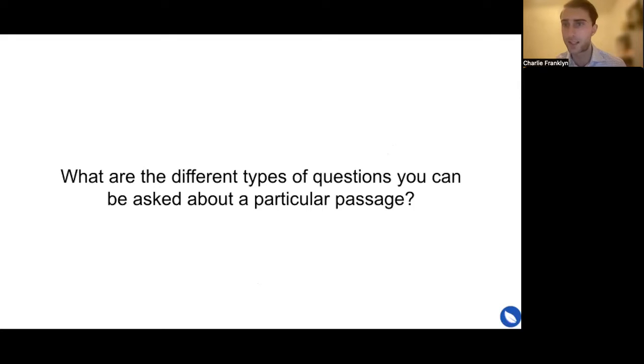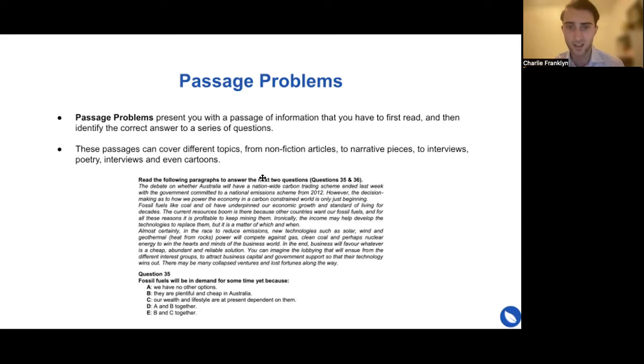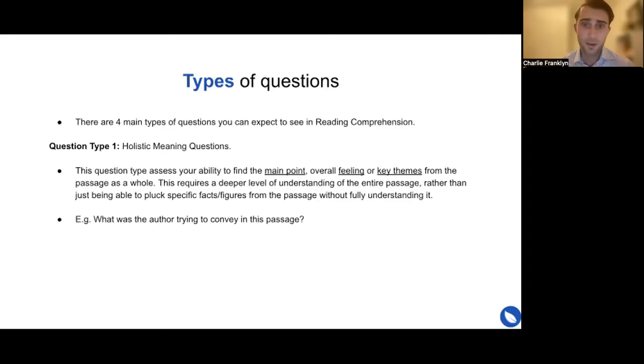And so really, what are the different types of questions you can be asked about a particular passage? So you've got this passage here, you can be presented with different types of questions. What are the different types of questions that you can expect to see? So one type is what we will call a holistic meaning question. And this is where the question assesses your ability to find the main point, the overall feeling, or the key themes from the passage as a whole.